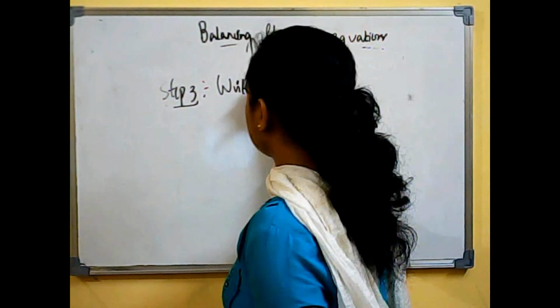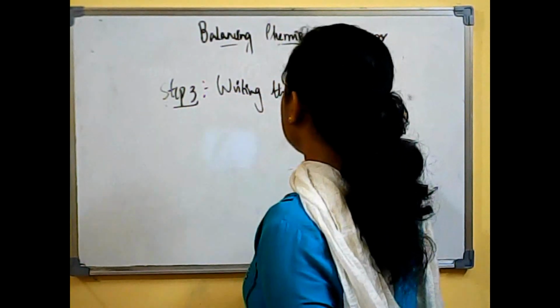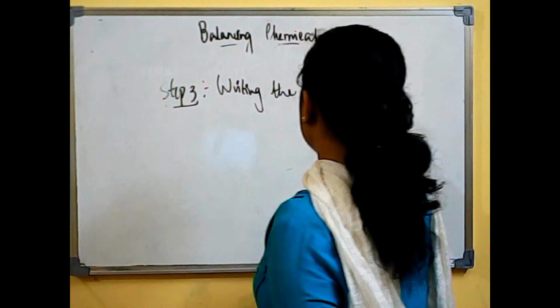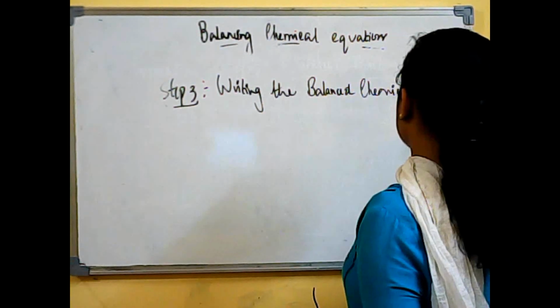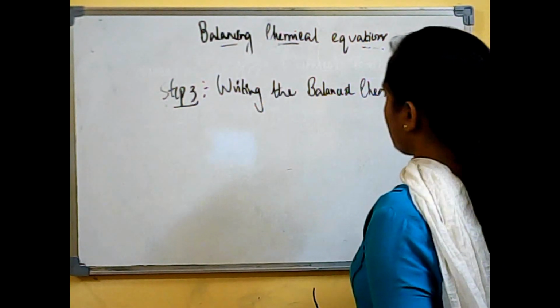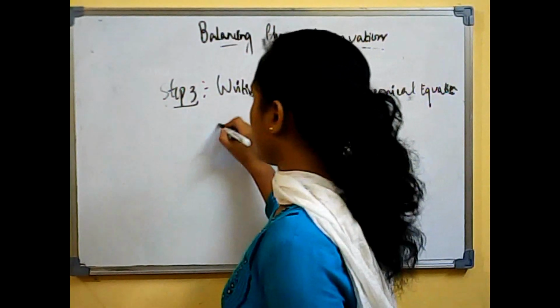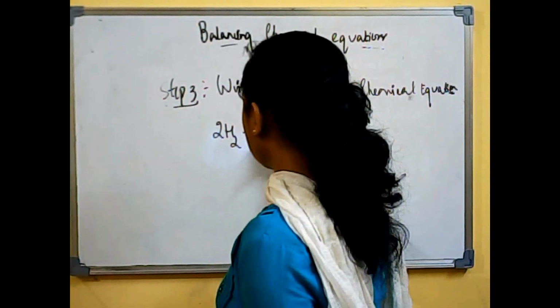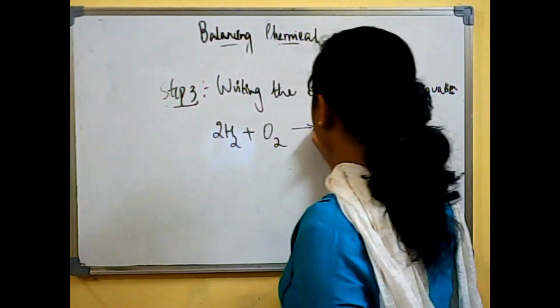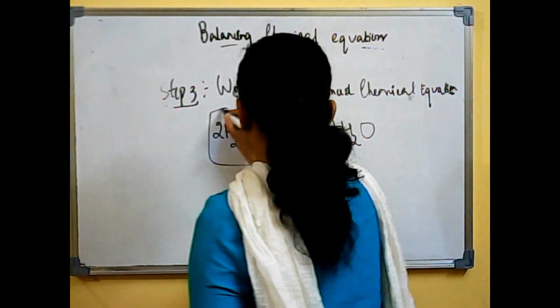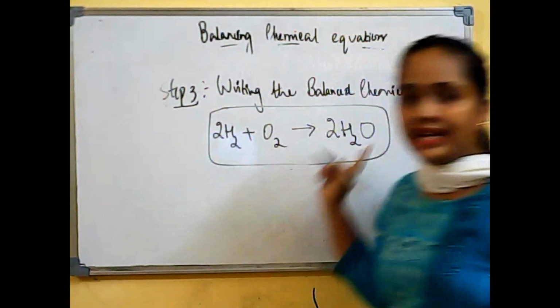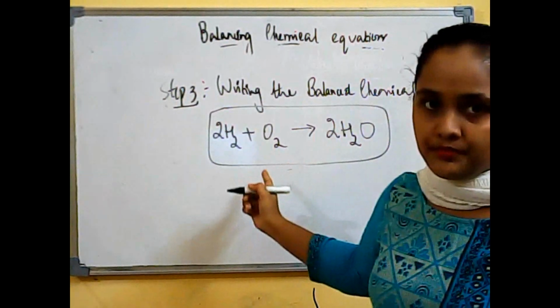Writing the balanced chemical equation. So what is my balanced chemical equation? 2H2 plus O2 giving 2H2O. So this is my balanced chemical equation.